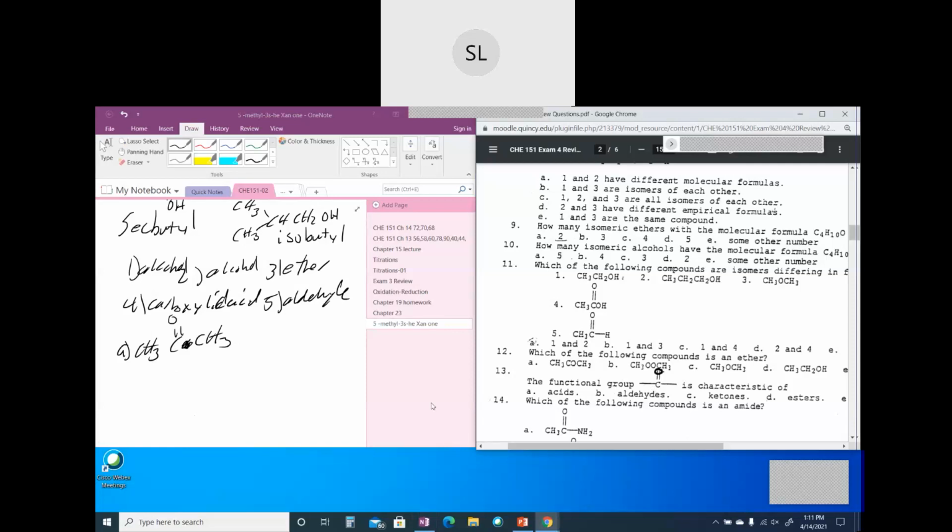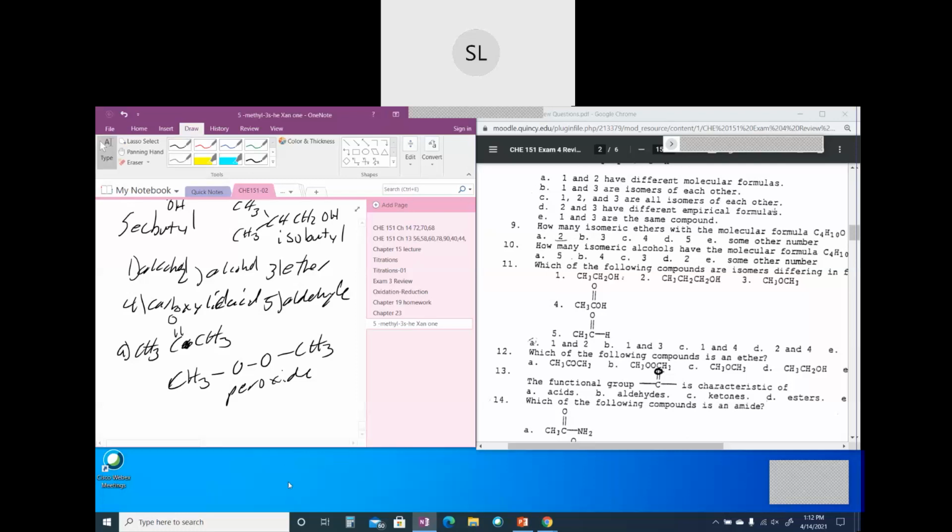What in the heck is the second one here? All right, so CH3, and then you got an O, and then you got an O, and then you got a CH3. That is very strange. That is a peroxide. All right, that is not an ether. And then you have your dimethyl ether. So yes, C is an ether.